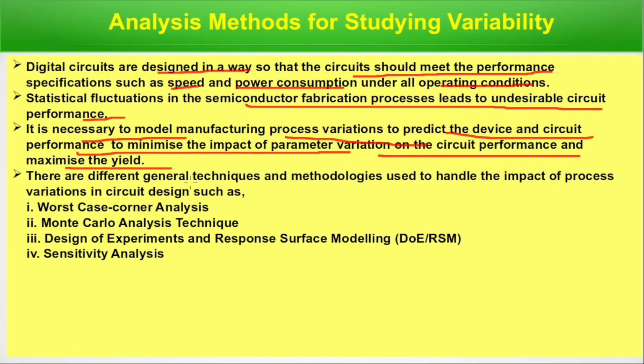There are different general techniques and methodologies used to handle the impact of process variation. One is worst case corner analysis, then Monte Carlo analysis, design of experiments and response surface modeling, and sensitivity analysis. These are standard methods used to analyze variability. It's really important. If we do not understand it, model it and try to minimize it, we can never maximize the yield. We always try to minimize the variability and maximize the yield.